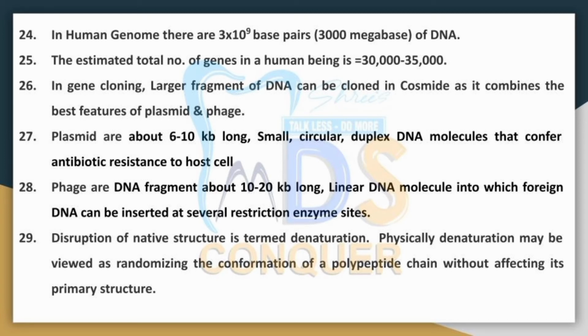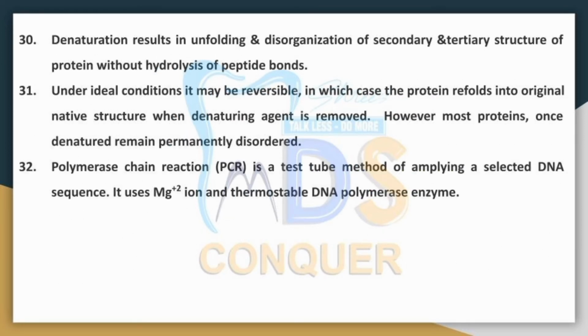Point number 29. Disruption of native structure is termed denaturation. Physically, denaturation may be viewed as randomizing the conformation of a polypeptide chain without affecting its primary structure. Point number 30. Denaturation results in unfolding and disorganization of secondary and tertiary structure of protein without hydrolysis of peptide bonds. Under ideal conditions, it may be reversible, in which the protein refolds into original native structure when denaturing agent is removed. However, most proteins once denatured remain permanently disordered.